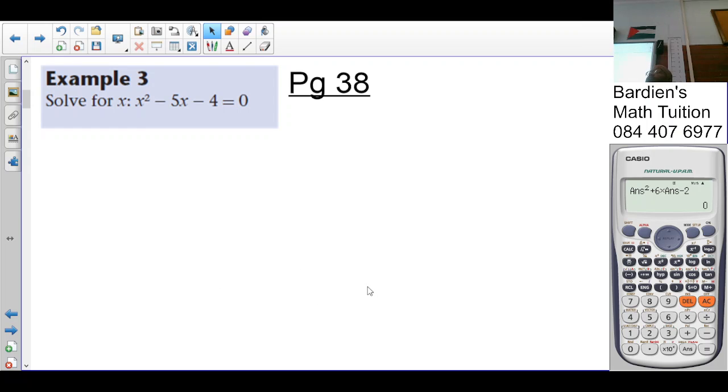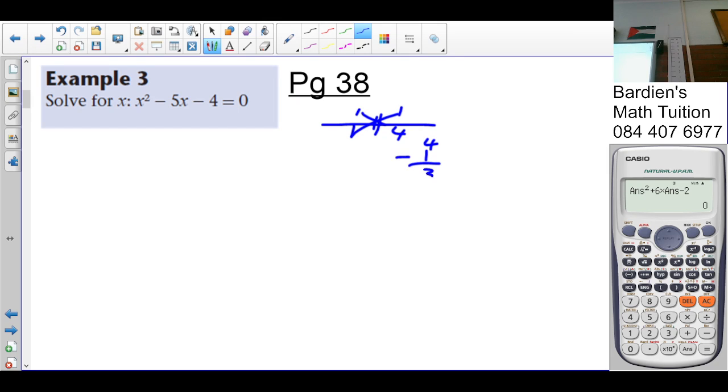So what do we do first? Firstly, can we factorize a normal trinomial? Can it factorize? Let's see what the factors are. 1 and 4. Do we add or subtract? 4 times 1 is 4, 4 minus 1 is 3. We're looking for 5. So can we factorize? No.